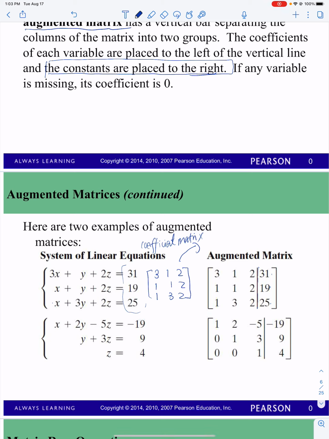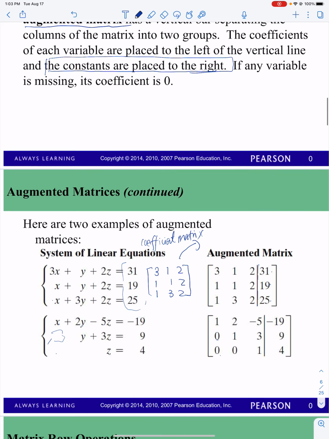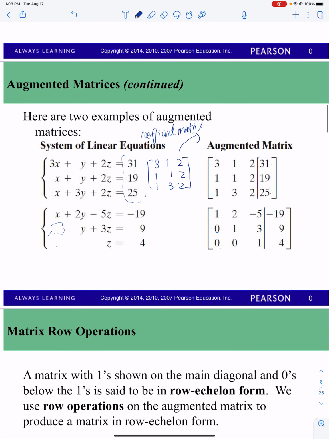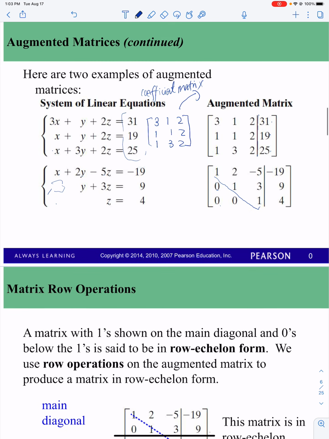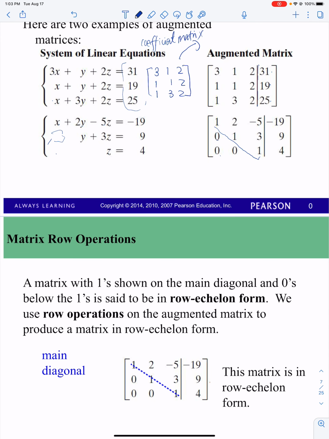Okay, and similarly, when you have 1, 2, -5, when you do not have an x term here, what happens? It means the coefficient of x is 0. And similarly, if you do not have x and y terms, you have 0, 0 here, yeah? Okay, and this one, later on, is called what? Diagonal matrix, upper diagonal matrix, okay?